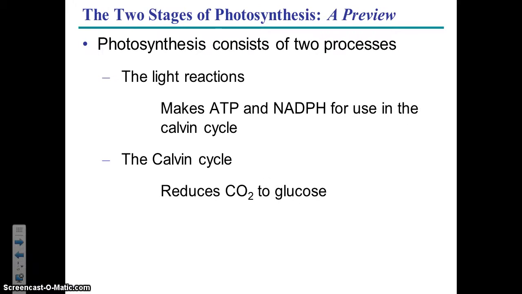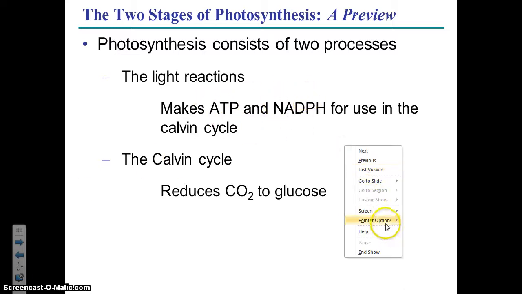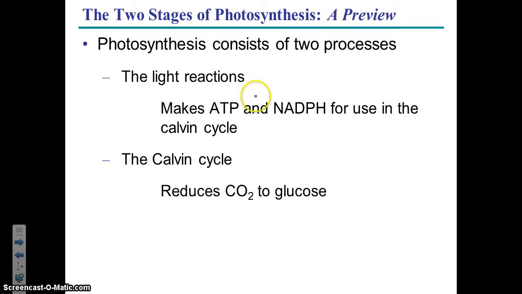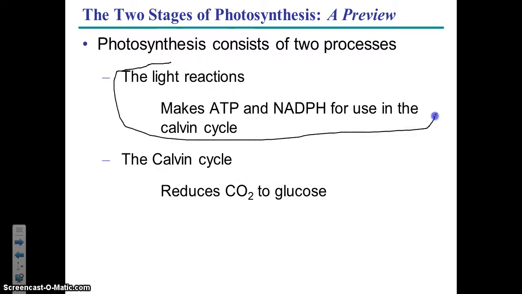As we discussed at the end of class on Monday, photosynthesis consists of two processes. It's the job of the light reactions to make ATP and NADPH, and we are going to use those in the Calvin cycle to turn CO2 into glucose. But for this lesson, we're going to be focusing on the light reactions, and how the energy of light is going to be used to make ATP and NADPH, which will later be used in the Calvin cycle to finally make glucose.